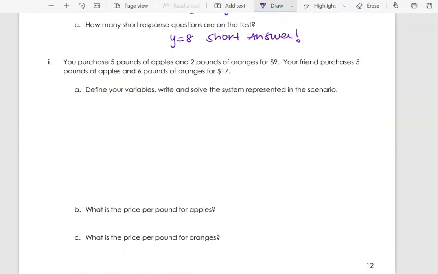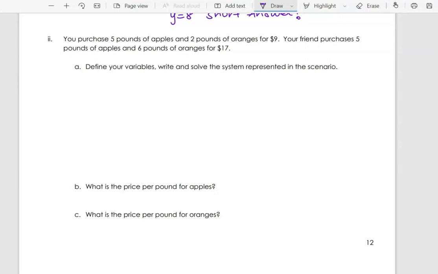And again, we're going to set up the same exact thing, and let's underline some key information. You purchase 5 pounds of apples. Whoa! Right? You purchase 5 pounds of apples and 2 pounds of oranges for $9. Your friend purchases 5 pounds of apples and 6 pounds, and her total is $17. Define your variables, write and solve the system.